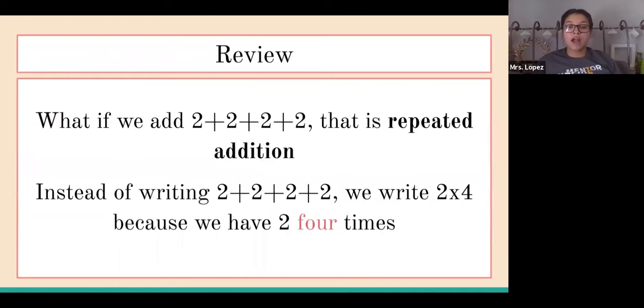Okay, so we do have some review here. So what if we added 2 plus 2 plus 2 plus 2? We know this is repeated addition. So instead of writing 2 plus 2 plus 2 plus 2, we actually write 2 times 4 because we have 2 four times. 1, 2, 3, 4.